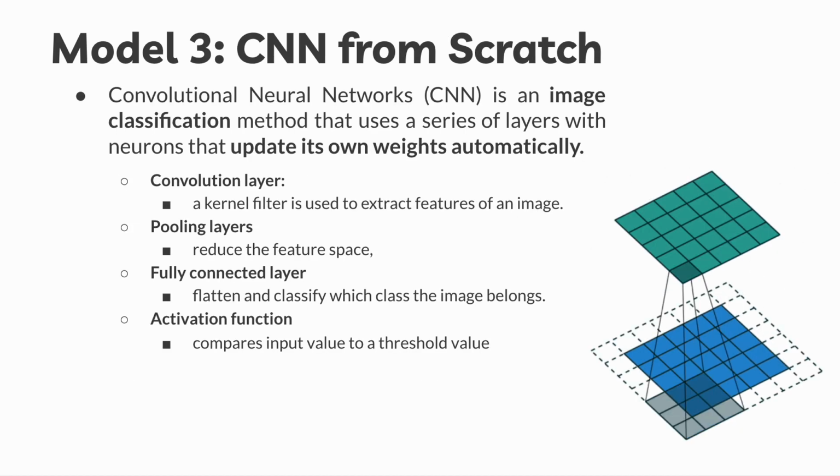For the third model, we use a CNN from scratch. Here we have convolution layers that update their own weights. It uses a series of these convolutional layers to extract features from the input data, followed by a pooling layer to reduce the dimensionality of the features. Then we also use a fully connected layer to classify the input data into different categories, to make predictions based on the features.